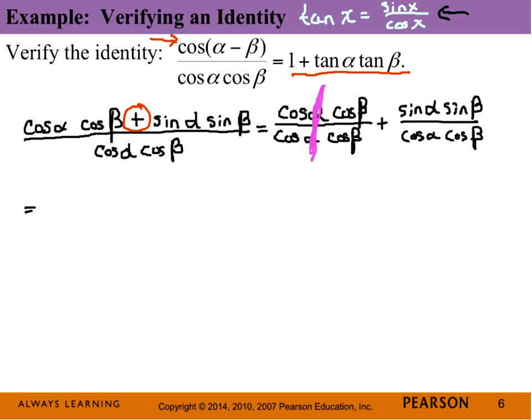So I'll just simplify and write that here: one plus sine alpha sine beta over cosine alpha cosine beta. I'm sorry, yeah, cosine beta.